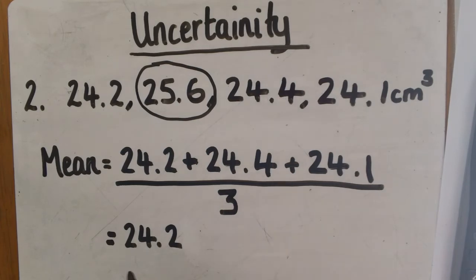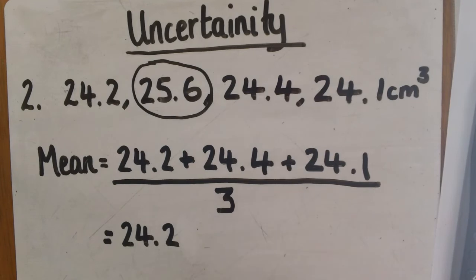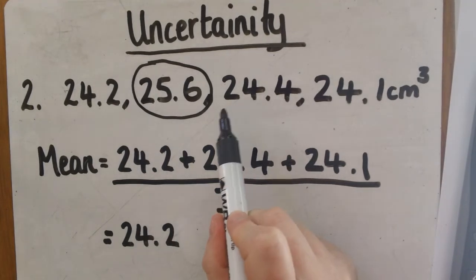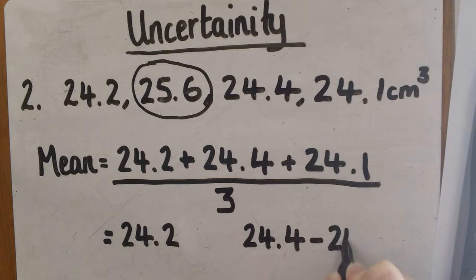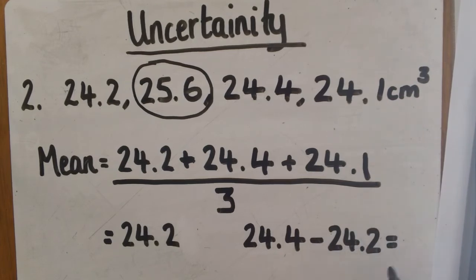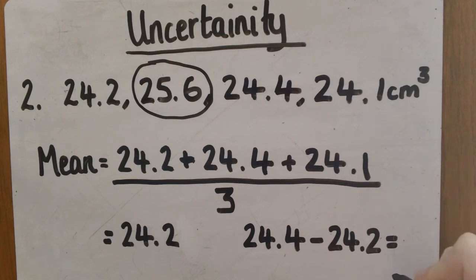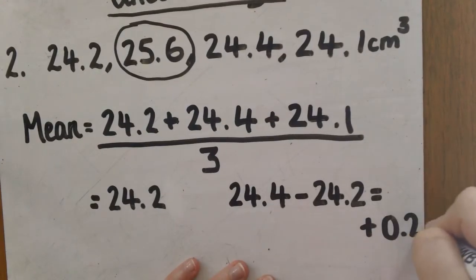I'm now going to work out my range between my mean and my top number, or my highest number, avoiding my anomaly. So I'm going to use the next highest, which was 24.4. And when I do 24.4 minus 24.2, I get an answer of, I've run out of slide space, so I'm just going to write it underneath, plus 0.2.